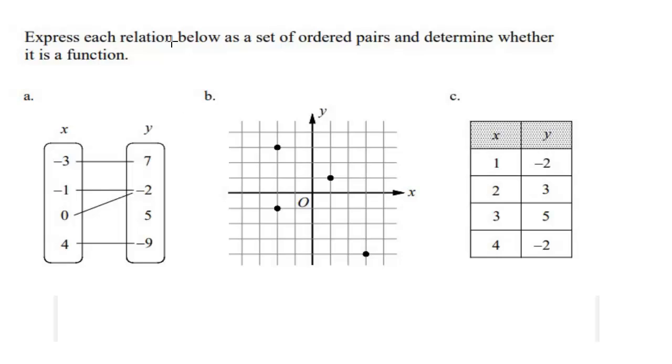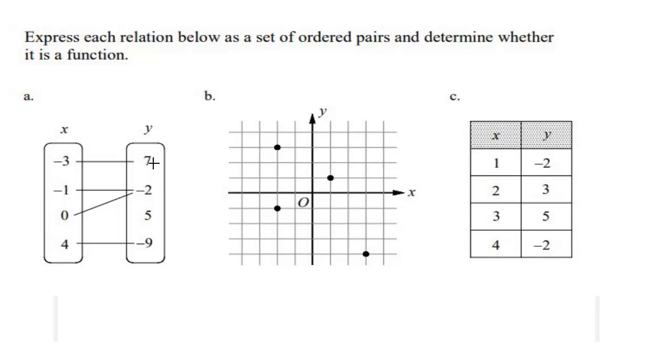So this question says express each relation below as a set of ordered pairs and determine whether it is a function or not. Now, if you remember from the previous explanation, I said a function is a special type of relation in which each element of the domain, represented on the x-axis or x component, is paired with exactly one element in the range, meaning that the domain can only be paired with one element in the range. It can only take one element in the range, meaning that x can only take one element from y.